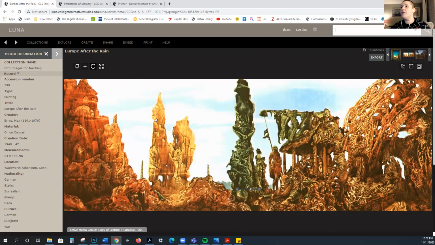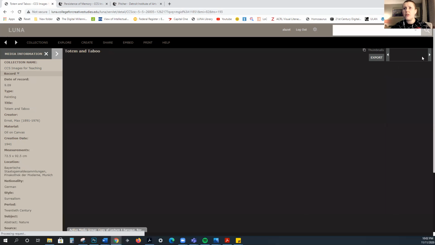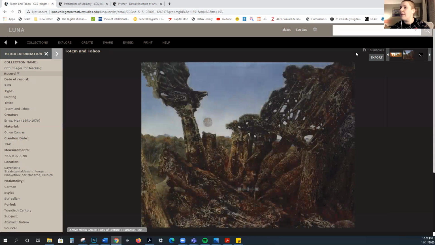And then the artist would come through and add elements, enhance other elements to make it seem like a landscape painting. This is called Europe After the Rain. So you can see how this could be interpreted as the devastation of war. Okay, it looks like a landscape. Here's another example of this type of work.